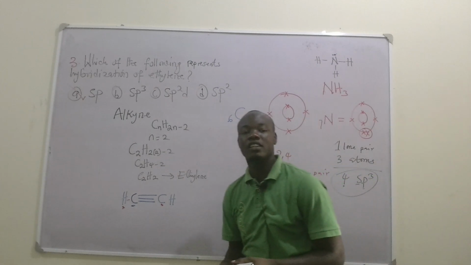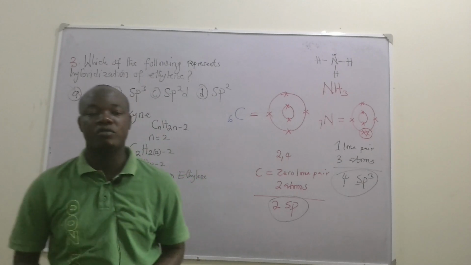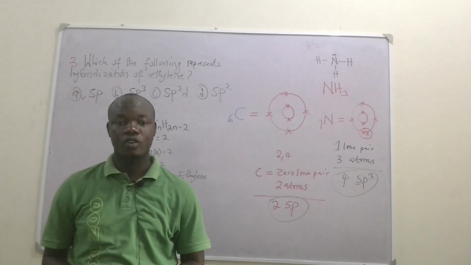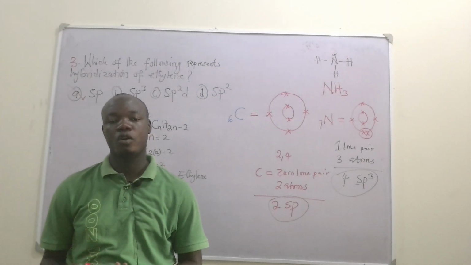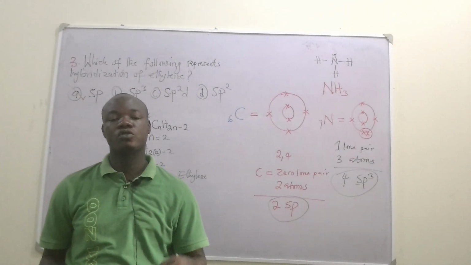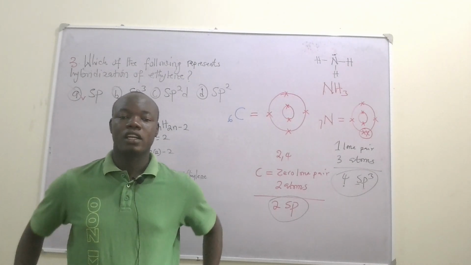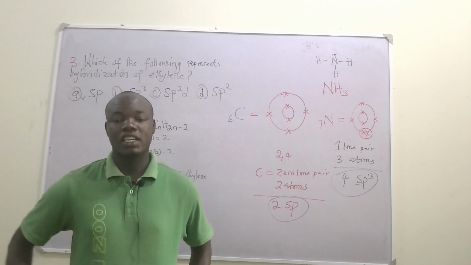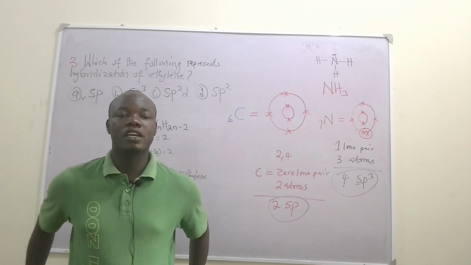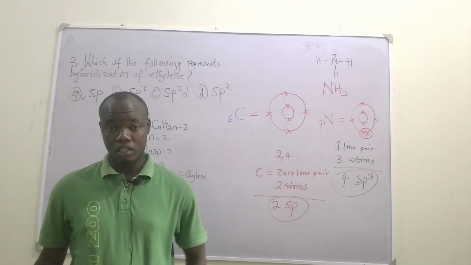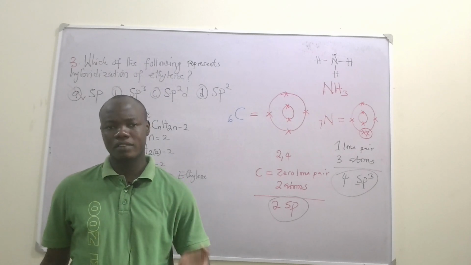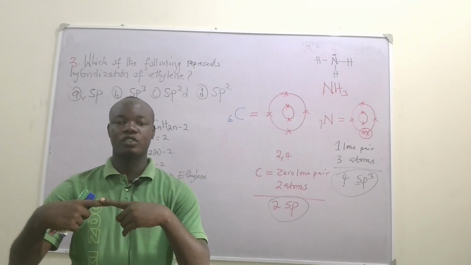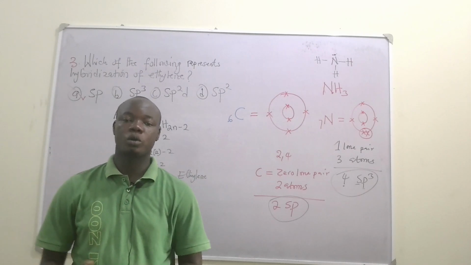So ladies and gentlemen, this is how to get the hybridization of an atom in a compound. The first thing is to check whether the atom has any lone pair of electrons or not. The second is to check how many atoms are directly attached to it. After you do that, you sum them, and then you get the hybridization.